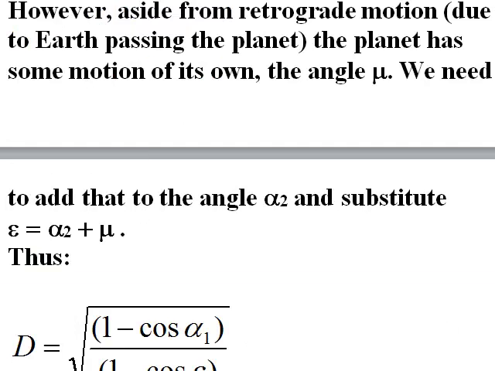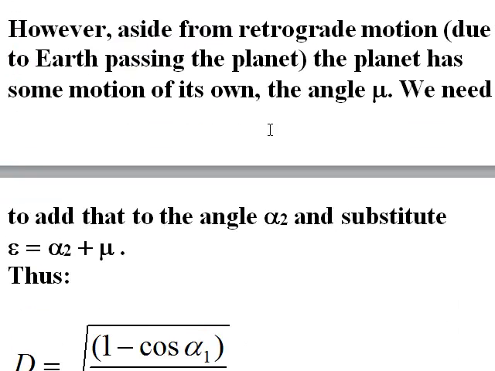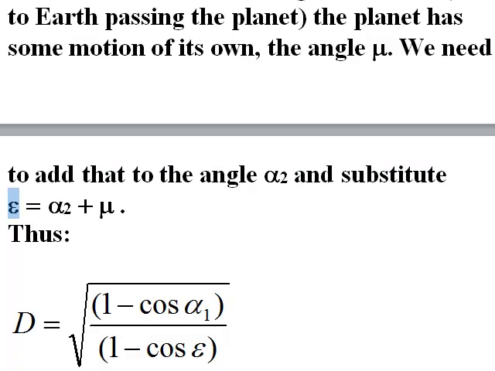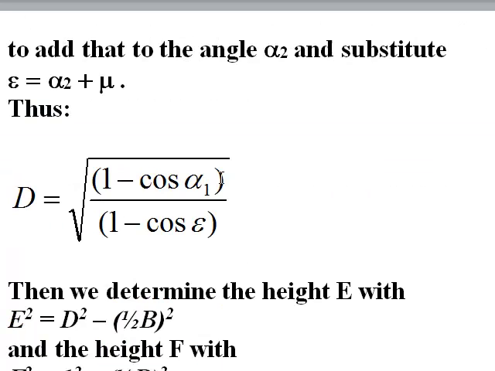Then we have to make a correction because the planet moves itself. So we have to add the angle mu, which gives us then alpha 2 plus mu is the angle epsilon, which is right here. So that's why the formula actually changes. I explained it a couple of minutes ago.